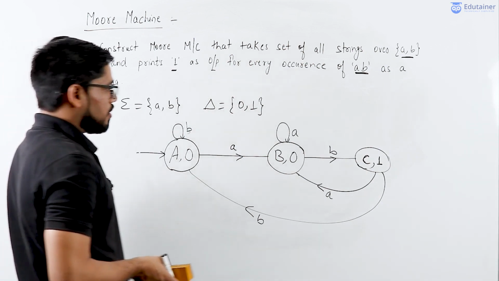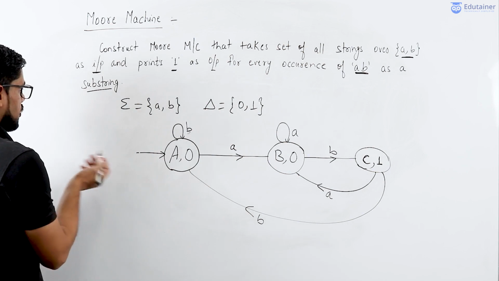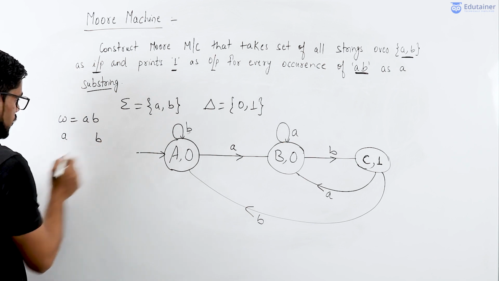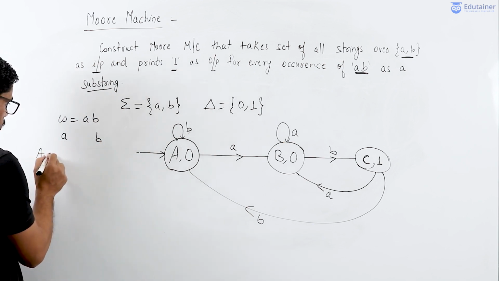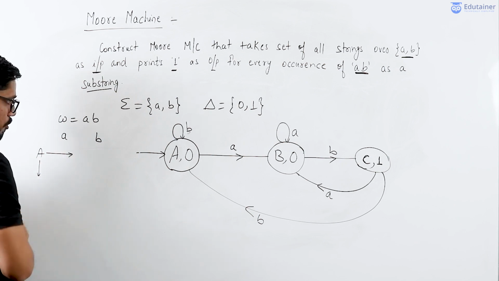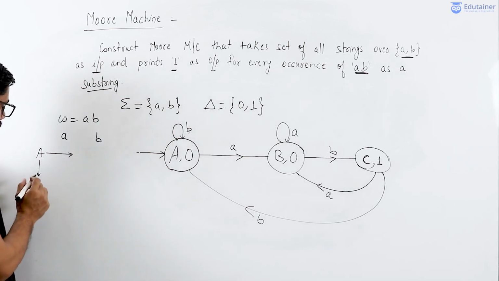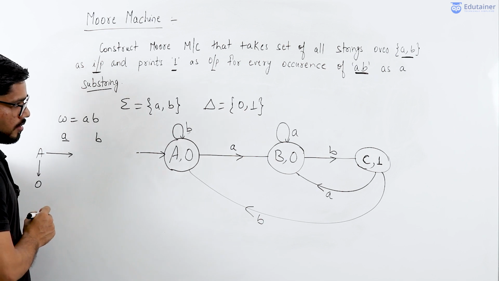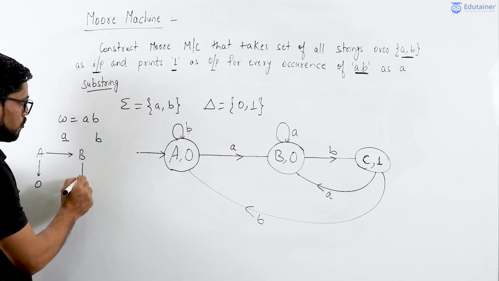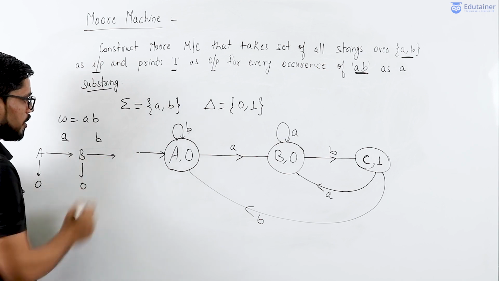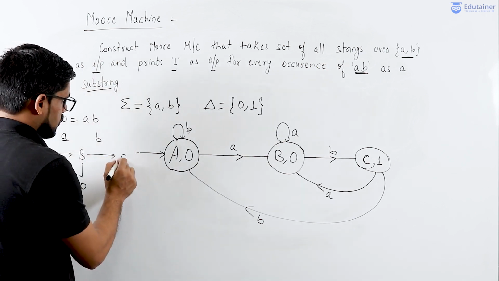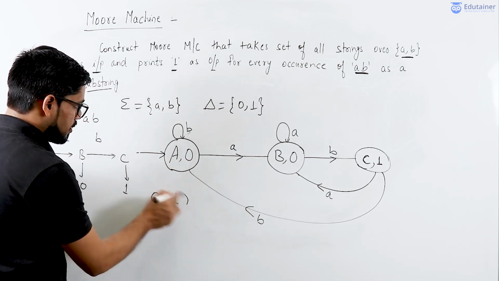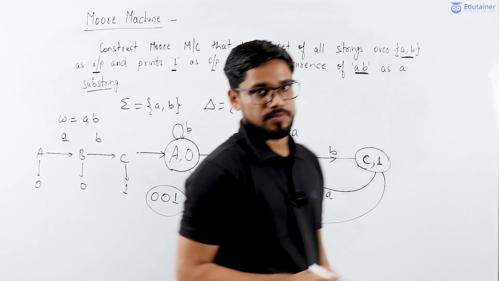Now, how to trace the Moore machine? Let's take some string. Let's say I have an input string ab. To trace the input ab, first you have to start with the capital A state. Capital A state will produce output 0. On seeing input alphabet a, it will go to state capital B and produce output 0. On seeing input alphabet small b, it will go to state capital C and produce output 1. So here the output is 0, 0, 1. It means that you have seen one ab substring.